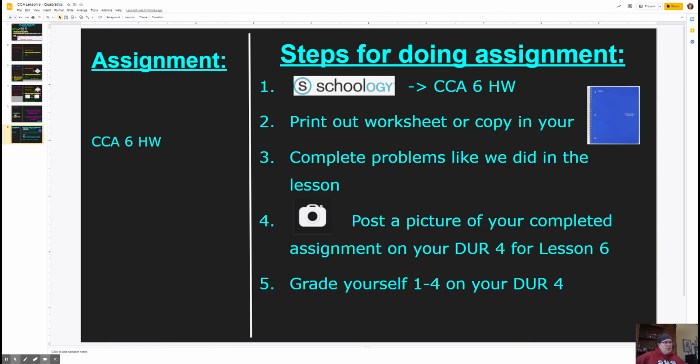Again, if you haven't yet, refresh Schoology for the Unit 6 or Lesson 6. Then there's a worksheet in there like we've been doing. And then when you're finished, take that picture and post it on your DUR. I have not looked at DURs yet to see if you've posted Lesson 5. I know a few of you have, but make sure you get that taken care of as well, okay?